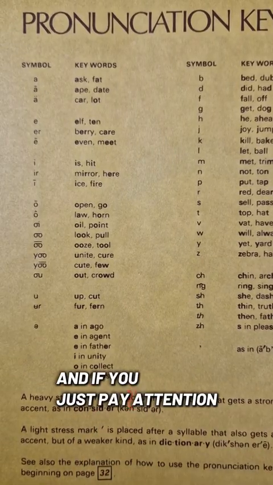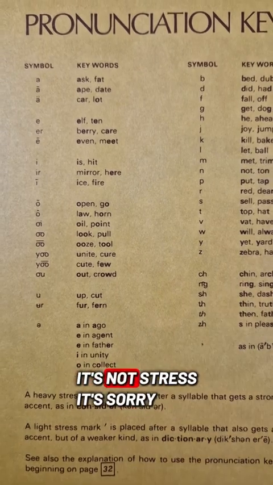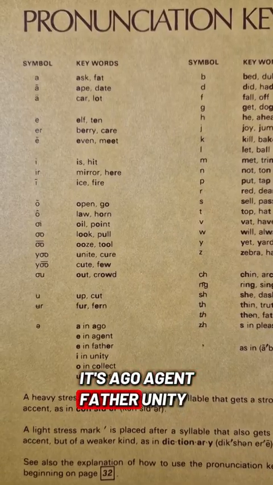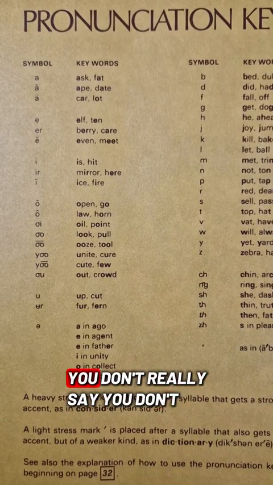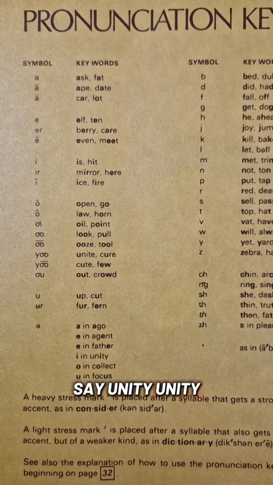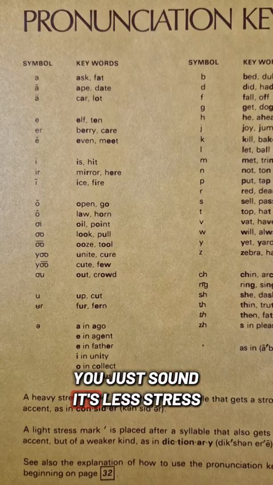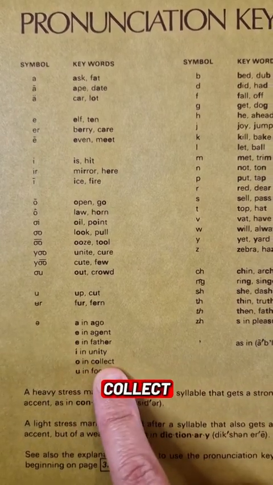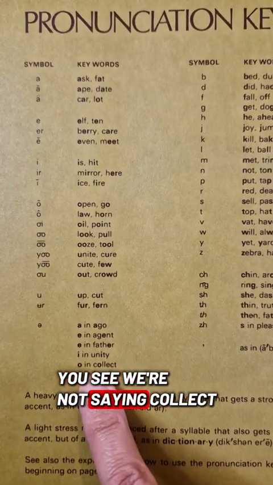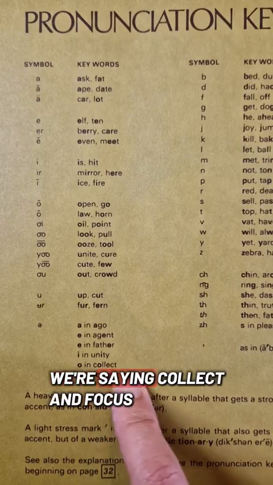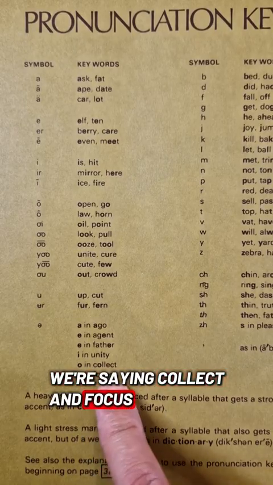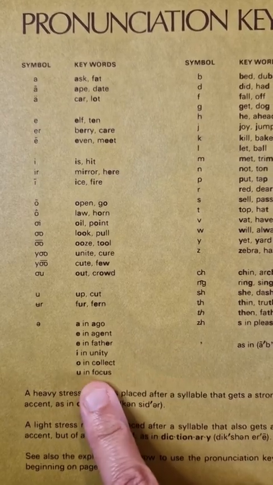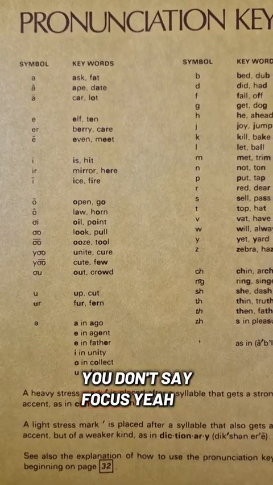And if you just pay attention, you can barely hear the sound. It's not stressed. It's ago, agent, father, unity. You don't say unity with full stress, it's less stressed. And that's what this represents, a schwa. Collect. You see, we're not saying collect with a full vowel. And focus, you know, the accent is actually on the first syllable. Yeah?